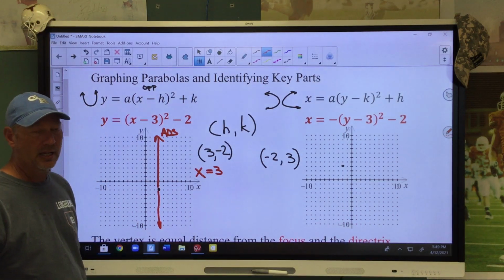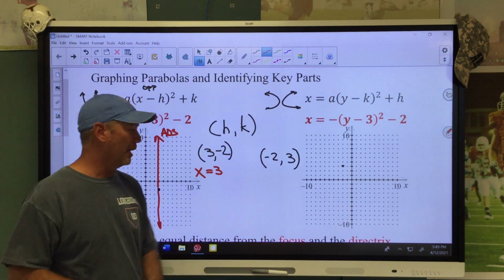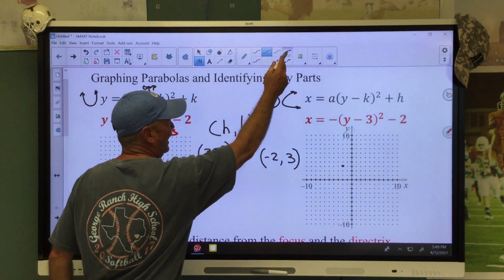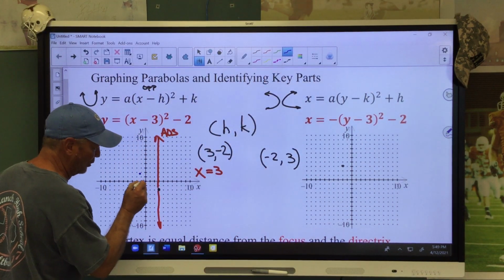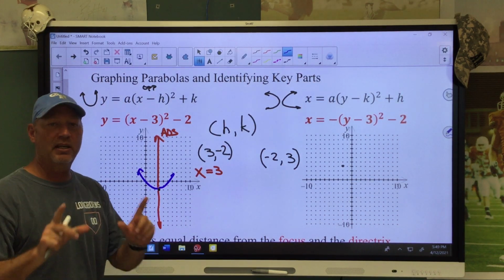Okay? Now my graph, we're not going to get into specifics of graphing just right now. Okay, but I know my graph. I'm just going to sketch something. I know my graph is going to open upward. Okay, that's not an exact thing. But here's the new thing.